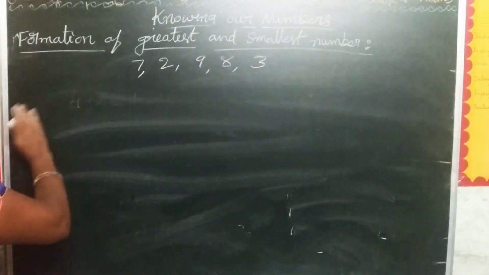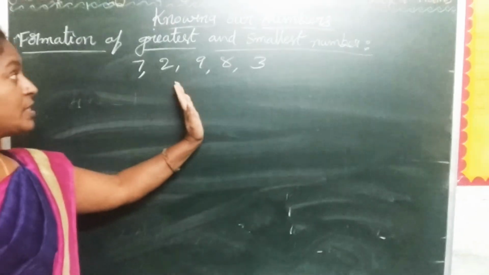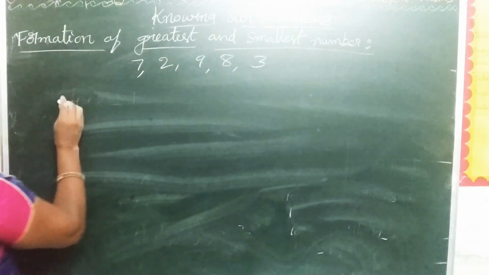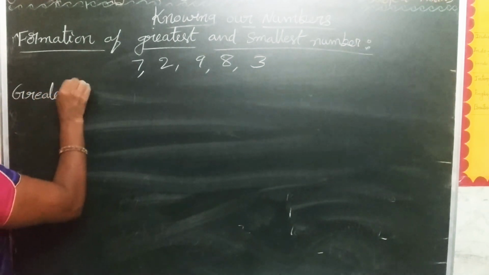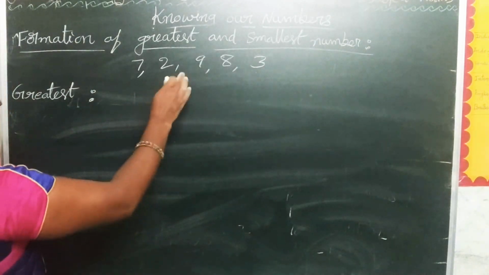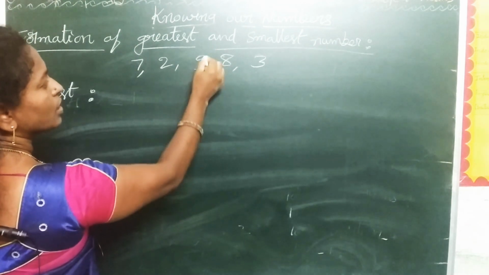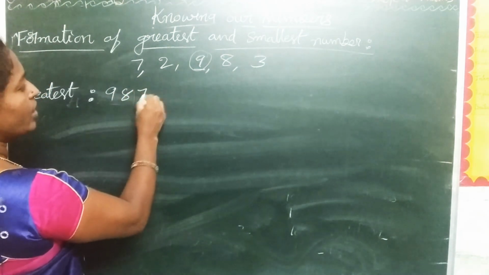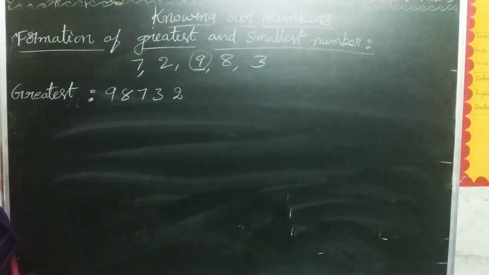First, to build the greatest number, we have to arrange the digits in descending order. Descending order means arranging from greatest to lowest. So compare these, which is the greatest? 9 is the greatest, and the next ones are 8, 7. Next compare 2 and 3. 3 is next to 2. This is the greatest number.